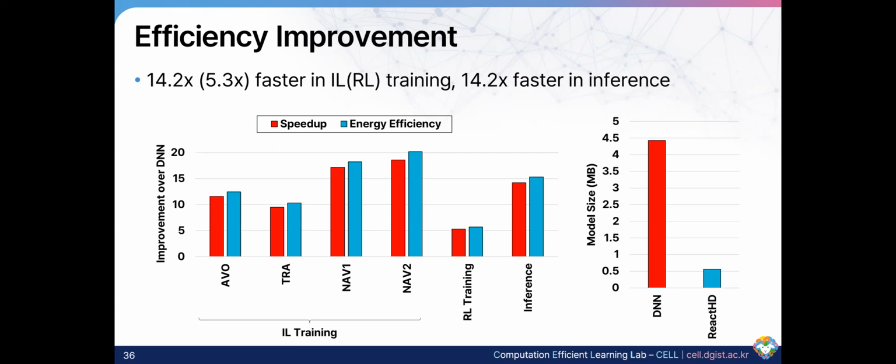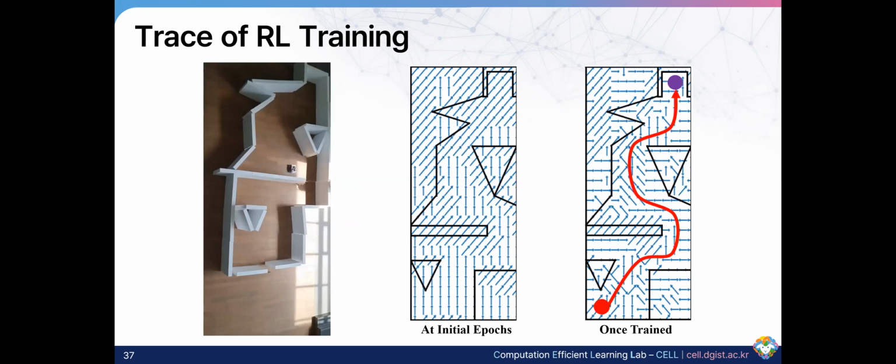For reinforcement learning, it is a little bit slower. It still outperforms deep learning for training, at 5.3 times faster. But because reinforcement learning involves interaction with the simulated environment, there is some overhead, so we cannot get the highest efficiency as we did for imitation learning, but it is still quite good. The model size is obviously small because we don't need to store all the deep layers of deep learning models. That's the last slide that I have.